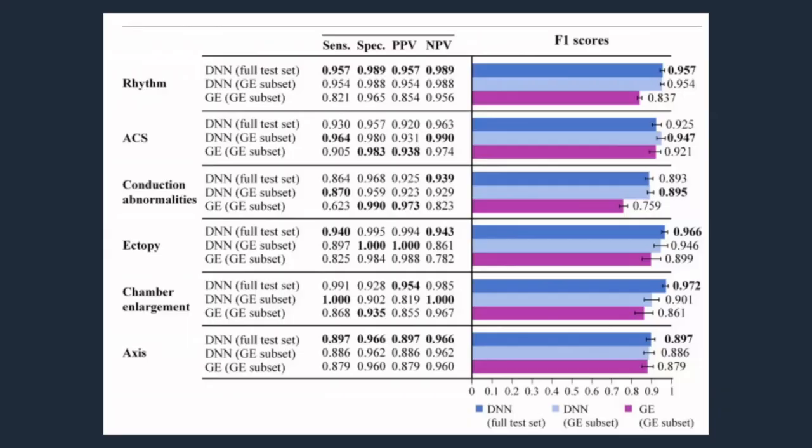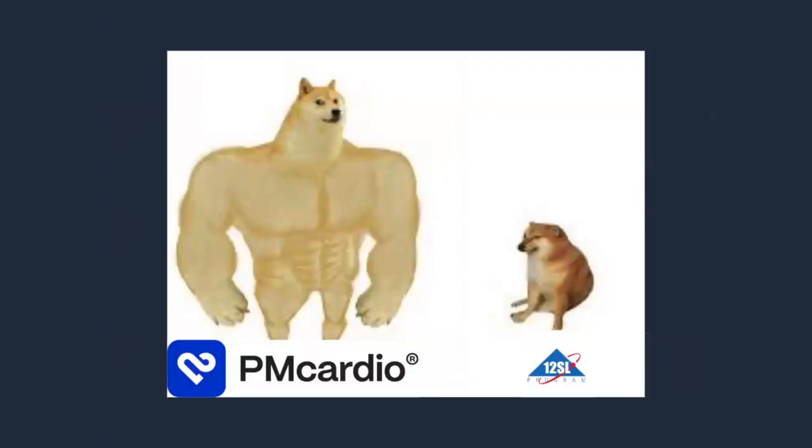And it was not inferior in the rest of the categories, which included things like high degree blocks, axis evaluation for left and right axis deviation, which our computer interpreter is already pretty bad at. So they felt pretty confident. They're like, you know what, our AI is a lot better than this old AI, which is not really AI.